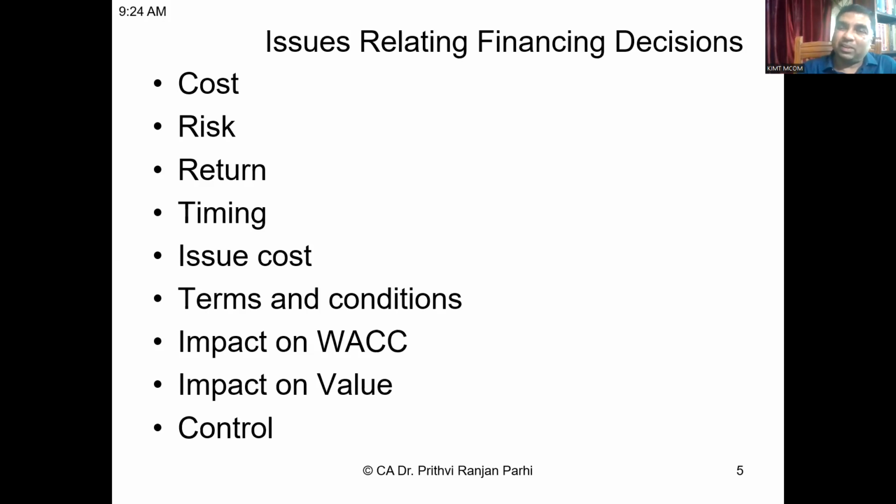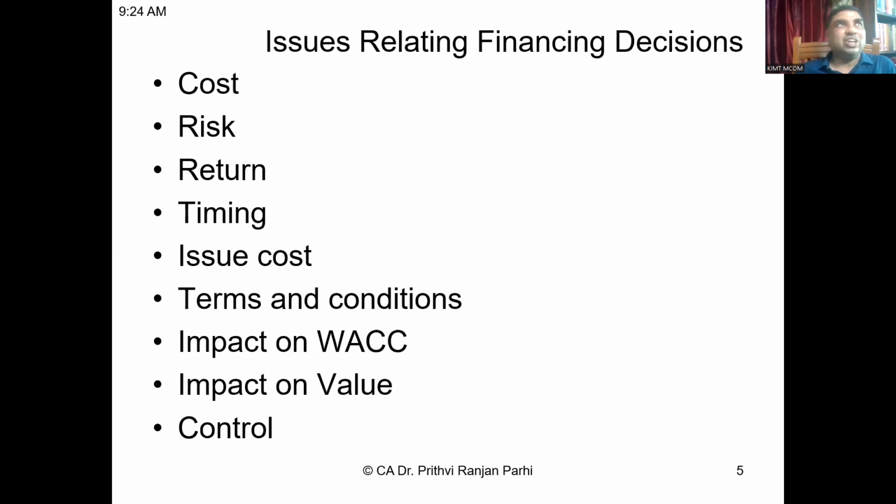Plus, what is the impact on WACC? WACC stands for weighted average cost of capital. That means if I take a debt, whether my weighted average cost will increase or decrease. And what is the impact on value? Value means the business's value. Okay, what is the impact on that? That means value of the business will go up or come down. Everyone is interested to increase its value, and cost of capital has an impact on it. So there is a need to know what is the impact on value of the firm.